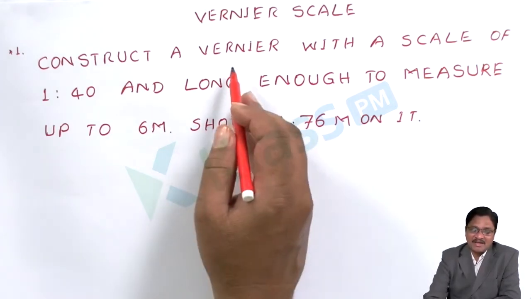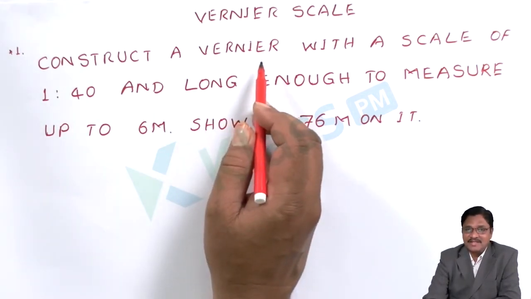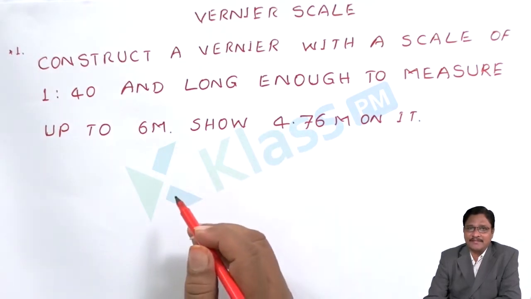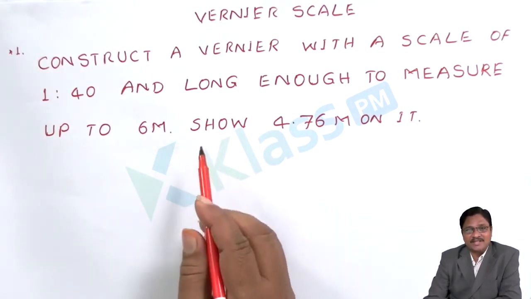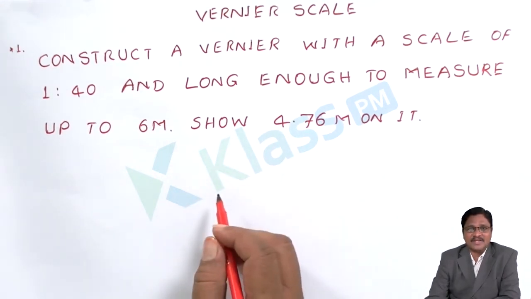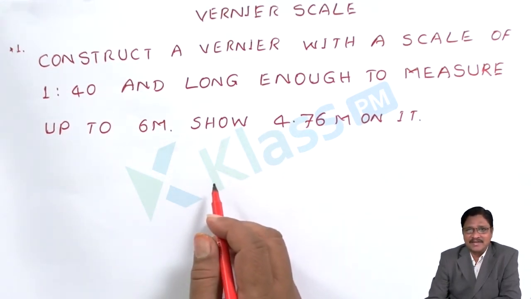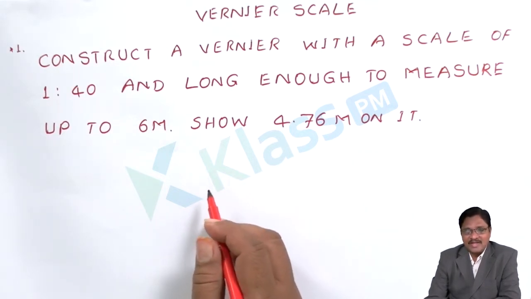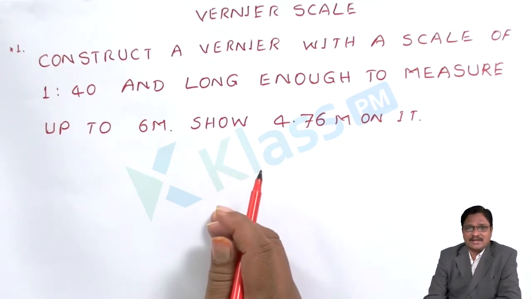But here the problem particularly asks us to construct a Vernier scale, so we have to consider the Vernier. But the method is not mentioned, whether forward Vernier or backward Vernier. For the same problem, we'll check first how the forward Vernier is constructed. Later we'll check by the other method, backward, that is the retrograde method, as we discussed in the earlier problems.